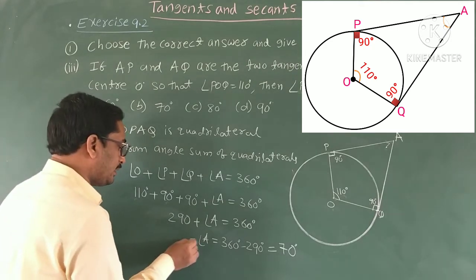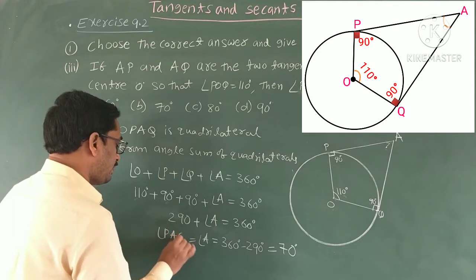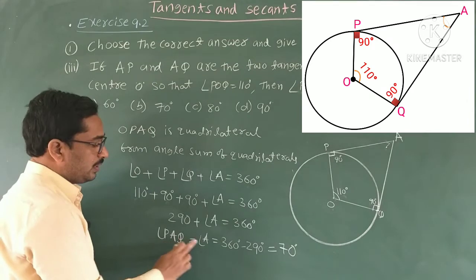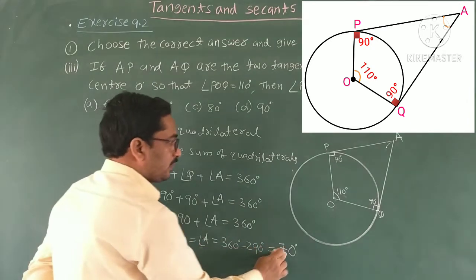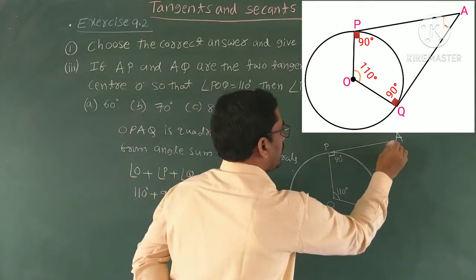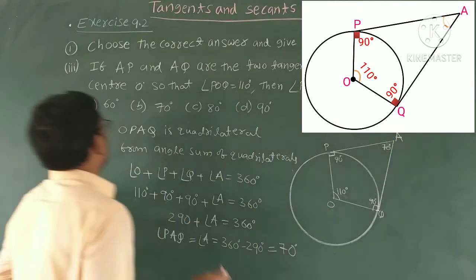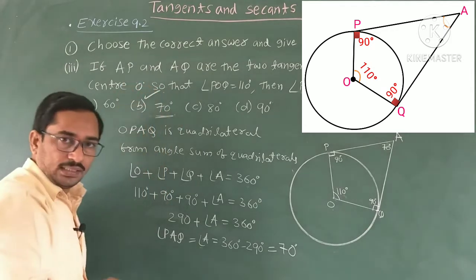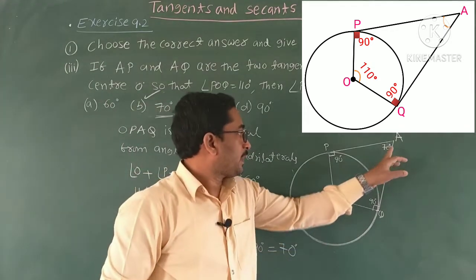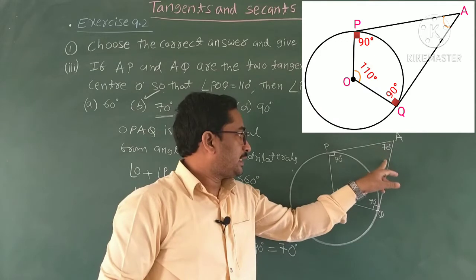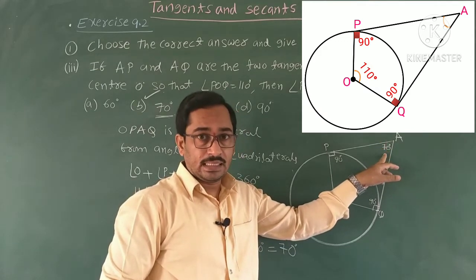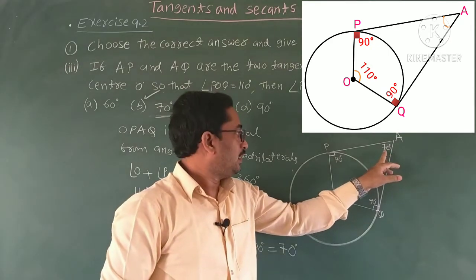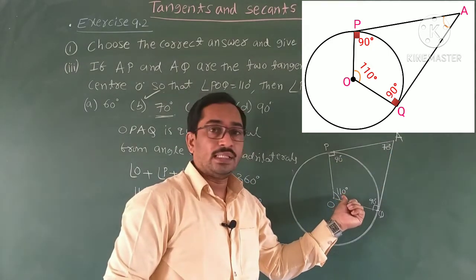Angle at A is nothing but angle PAQ, so angle PAQ is 70 degrees. So the answer is B, 70 degrees. So this is nothing but: from an external point we can draw two tangents, and the angle between the tangents is 70 degrees. Then we have to consider the angle at A as 110 degrees.